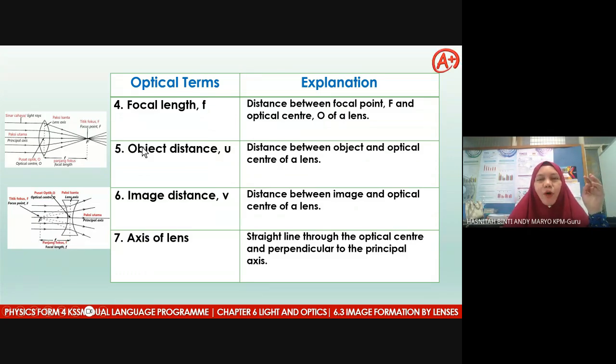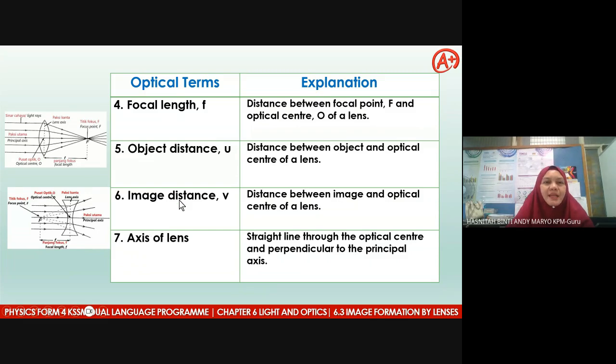Then we have object distance, with the symbol u. Object distance is the distance between the object and the optical center. So we place an object in front of this lens, and you measure the distance of the object to the optical center, that will give you the object distance.